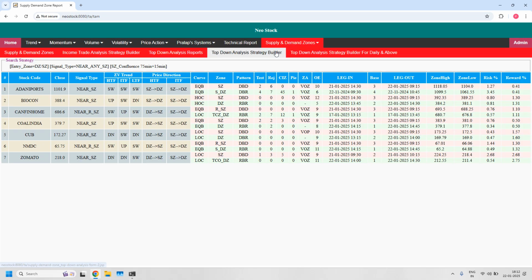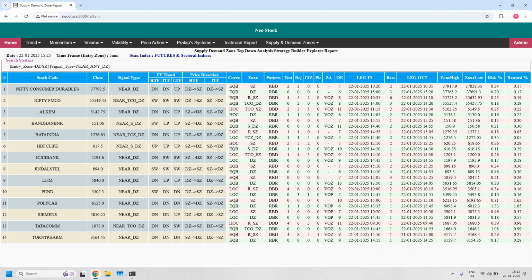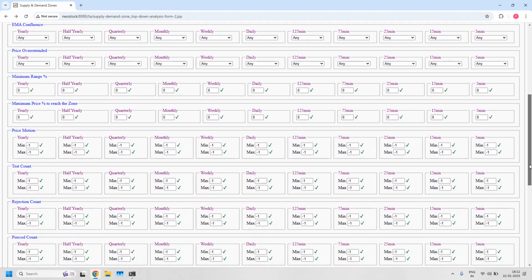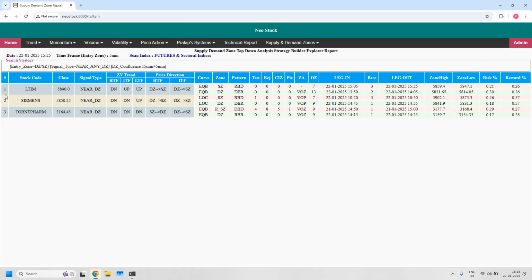Okay, next time frame is 5 minutes. Stocks near 5 minutes demand zone, we got 14 stocks. Out of these 14, how many of these stocks are having HTF demand zone confluence? That is 5 minutes demand zone with 15 minutes demand zone confluence. I am enabling the filter. With this filter, we got only 3 stocks out of 14. In all the 3 stocks, these 5 minutes demand zones are overlapped with 15 minutes demand zone.